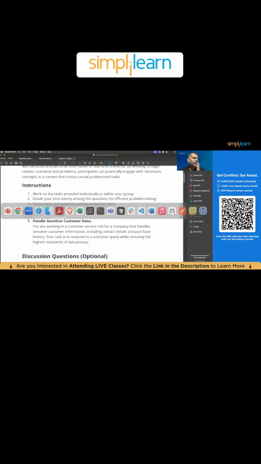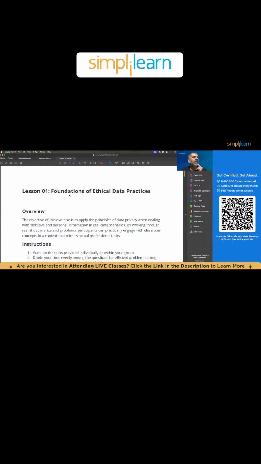And now we can talk about the guided practice. This guided practice is not anything where you have to use any tool. It only talks about what the common practices are that you can use to support that. And I believe you will see this document related to the foundation of ethical data practices.